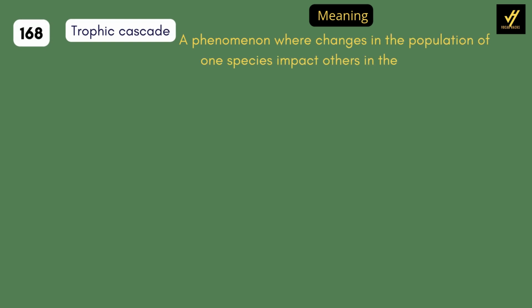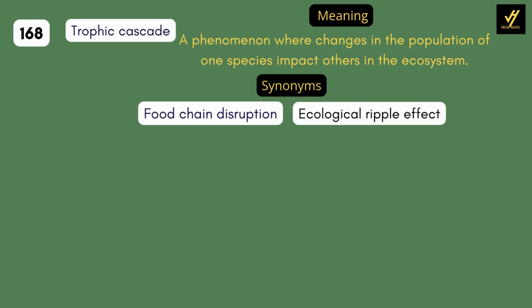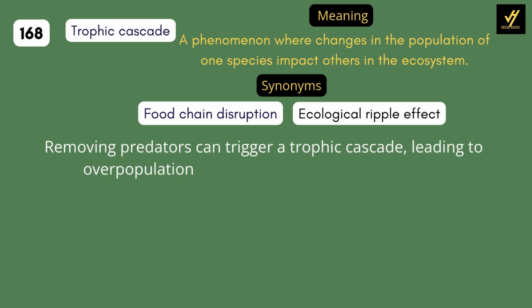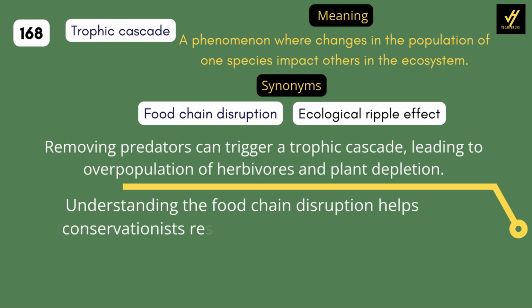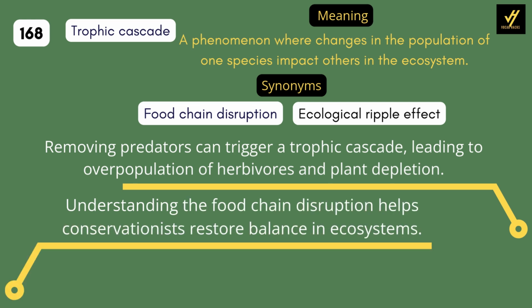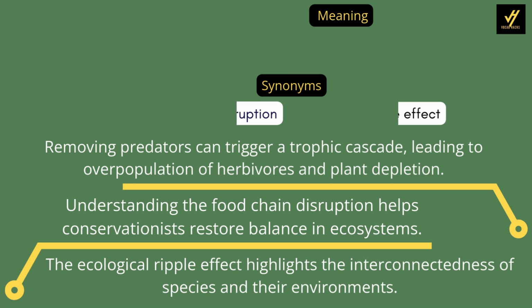Trophic cascade, a phenomenon where changes in the population of one species impact others in the ecosystem. Food chain disruption, ecological ripple effect. Removing predators can trigger a trophic cascade, leading to overpopulation of herbivores and plant depletion. Understanding the food chain disruption helps conservationists restore balance in ecosystems. The ecological ripple effect highlights the interconnectedness of species and their environments.